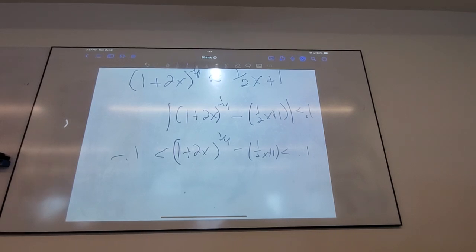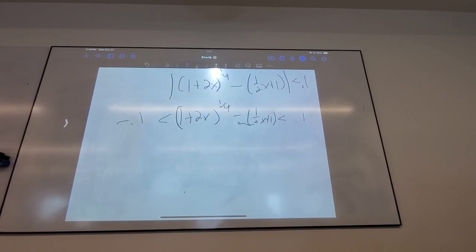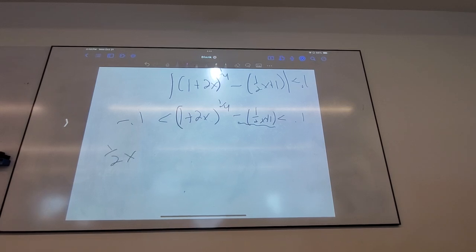Yes? Cool. Yeah. So now you add this to both sides. So you'll get 1/2 x plus 1 minus 0.1 is plus 0.9. Is that cool? Less than 1 plus 2x to the 1/4. Less than 1 plus 1/2.